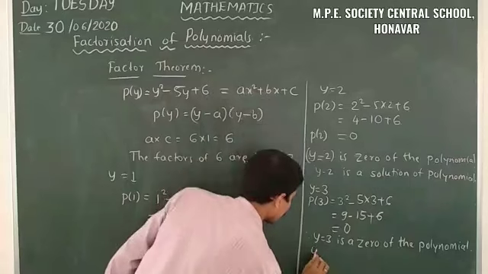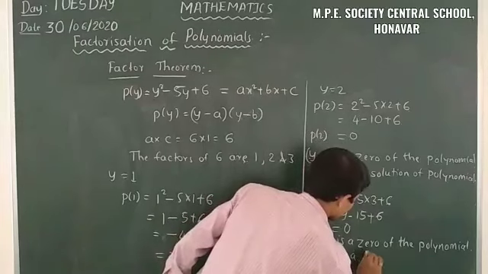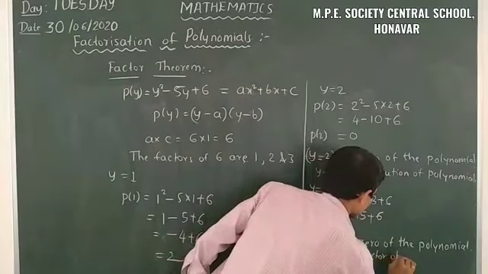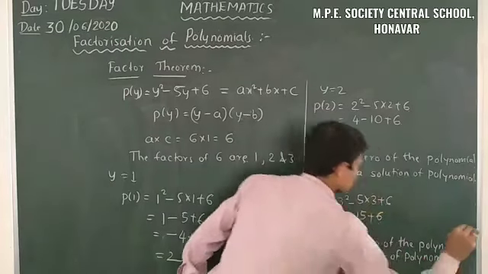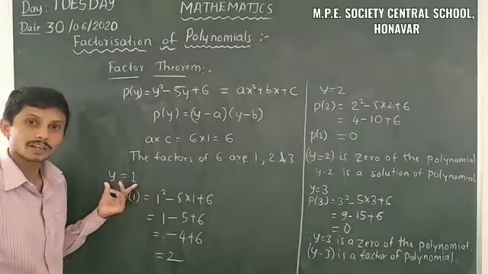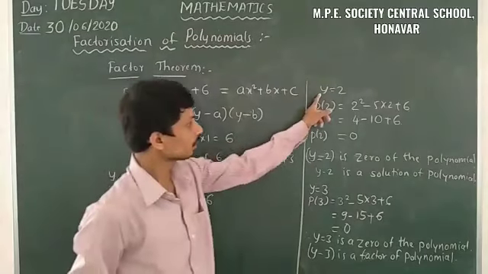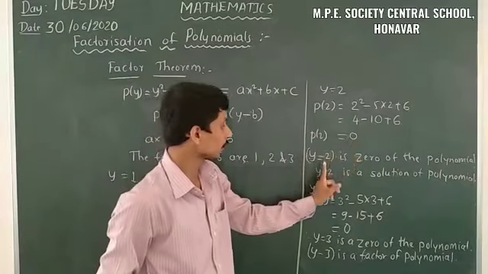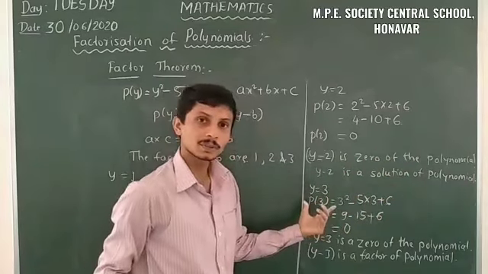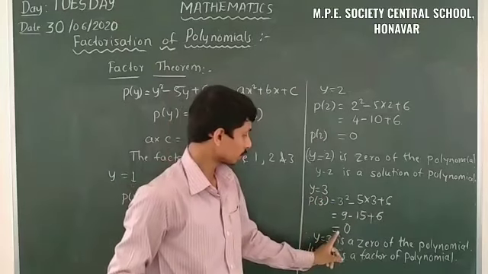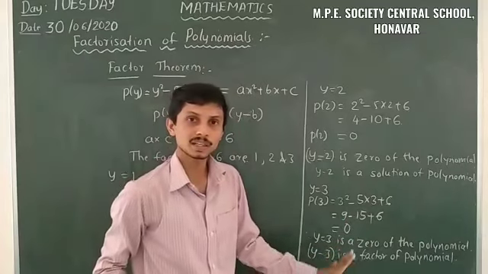Again, y minus 3 is a factor or solution of the polynomial. Here, when we substitute y is equal to 1, we got 2. We don't get 0 here. When we substitute y is equal to 2, we got 0 here. So y minus 2 is one of the solutions or one of the factors of the polynomial. And when we substitute y is equal to 3, p of 3 is equal to 0 we got. So y minus 3 is one of the factors of the polynomial.